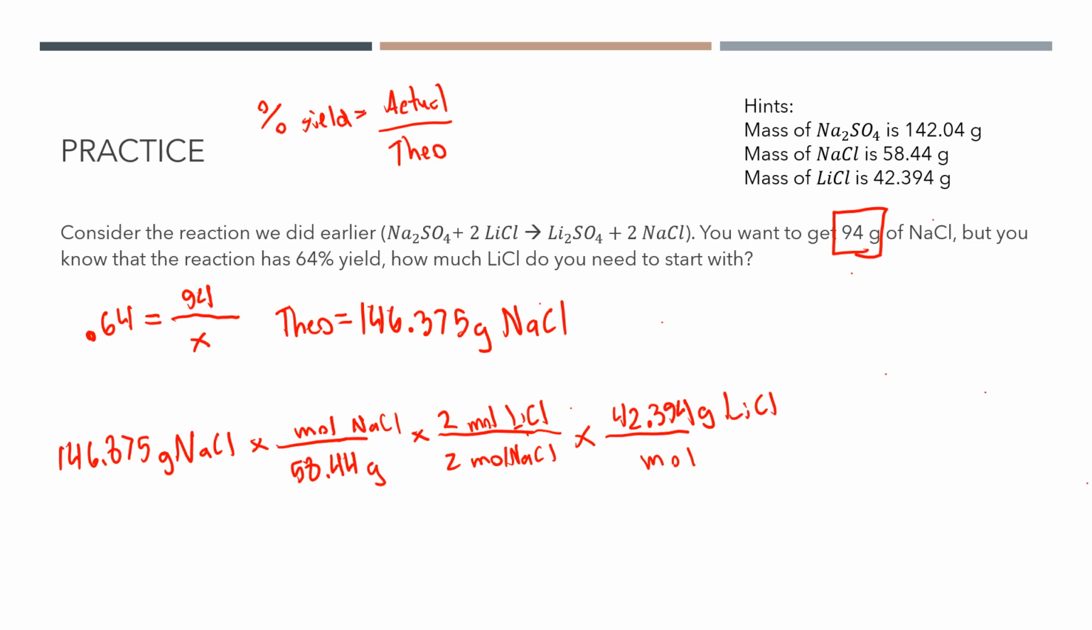46 out earlier divided by... okay, so that gets us 106.5 grams. So that's how many grams of lithium chloride we'd have to use in order to get that amount of sodium chloride. I hope that makes sense.